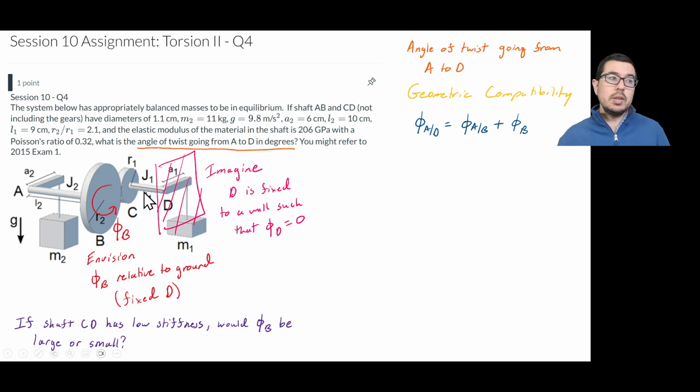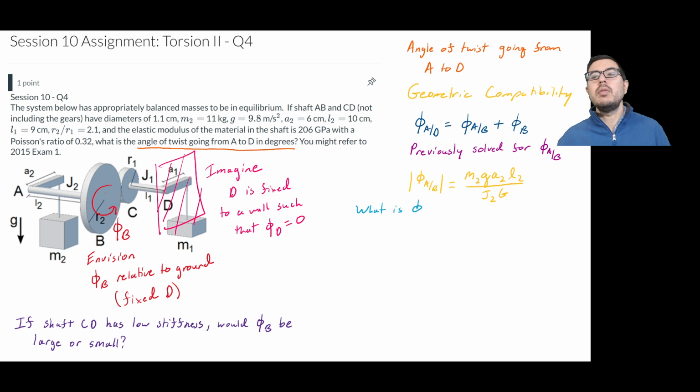So if this shaft is very low in stiffness, phi b would be large. If it has a very high stiffness, then phi b would be small. And as I said a minute ago, we previously solved for phi of ab, and that expression is as follows, which you can see in the other video. Let's turn our attention to figuring out phi of b, because that's what we don't know.